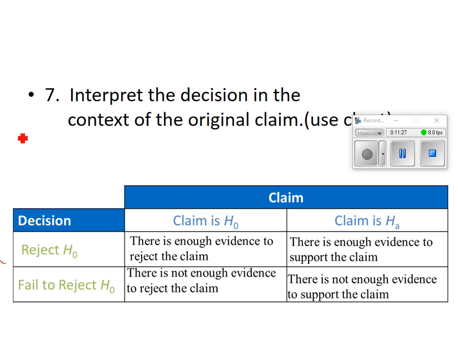Remember, let's say we have a certain claim. If we want to reject it, or I'm sorry, if we want to support it, we put the claim in as what? The alternative. If we want to reject it, if we're trying to go against what this company's claiming, we put it in null.